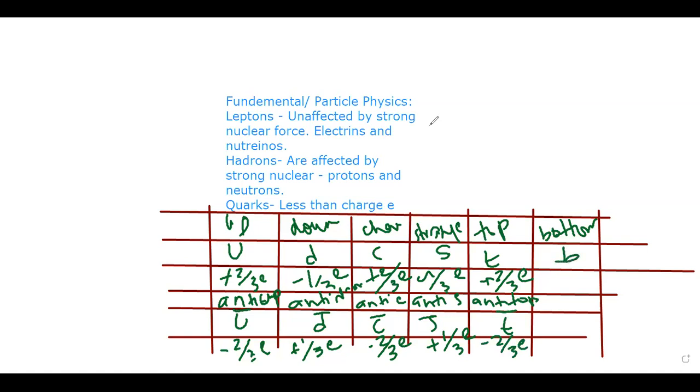Bottom is B. This is going to be minus 1 upon 3 e. It's going to be anti-bottom as the anti-quark. This is going to have the symbol of B dash, and plus 1 upon 3 e is going to be the charge on the anti-quark.